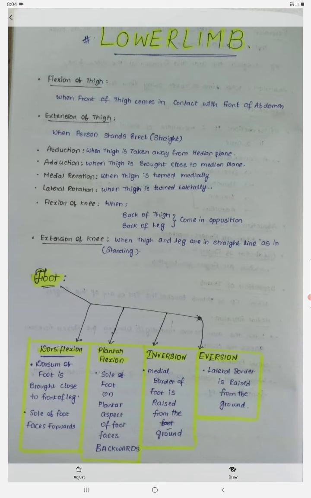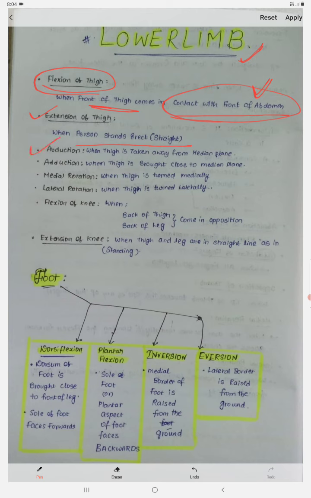Now we can start with the lower limb. And coming to the lower limb movements, we have the flexion of the thigh, right? The thigh portion is present. When the front of the thigh comes in contact with the front of the abdomen, this position is called flexion of the thigh. And extension of the thigh: whenever the person stands, normally we stand erect and straight, that position is called the extension of thigh. And coming to the abduction, it is always the thigh taken away from the median plane, I mean the midline of the body, that is the median plane or the mid sagittal plane, no?